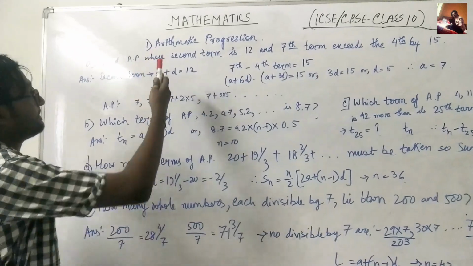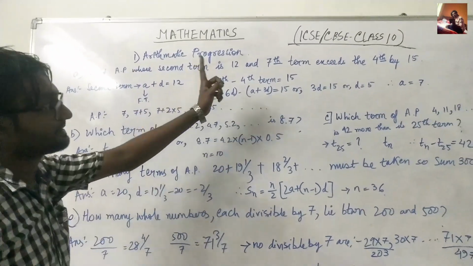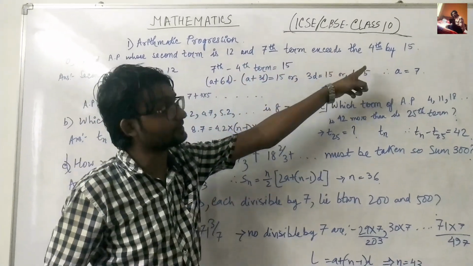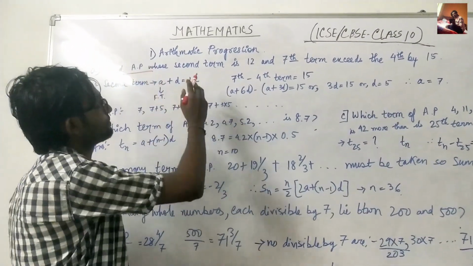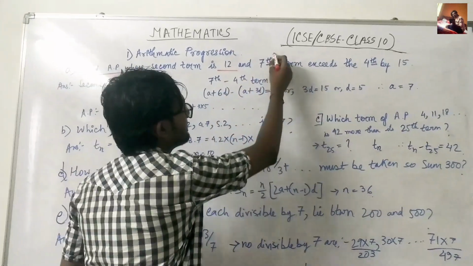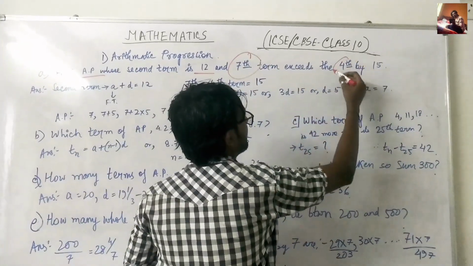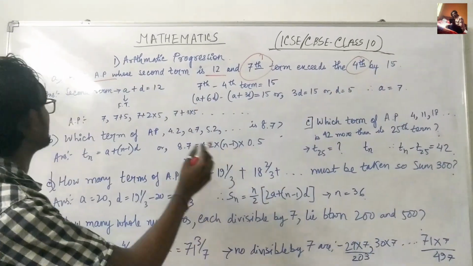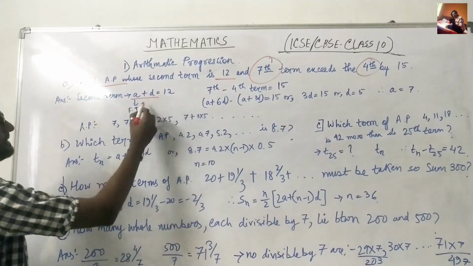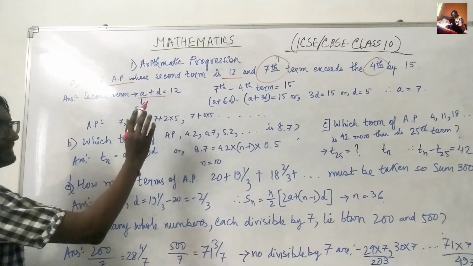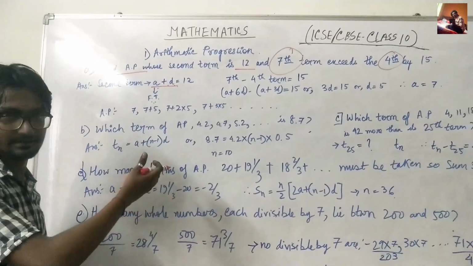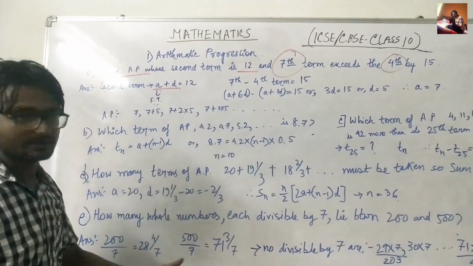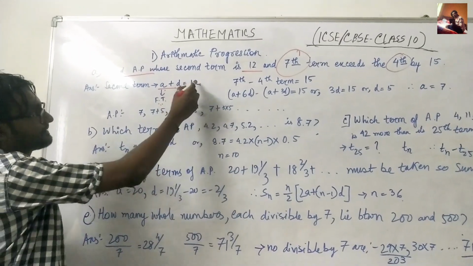Number 1: find the AP whose second term is 12, and whose seventh term exceeds the fourth term by 15. So you have to find the AP, the sequence. Over here the second term is A plus D. I will take A as the first term, and D is the common difference. You know I've written it on the board previously. So A plus D is equal to 12. This is the second term.